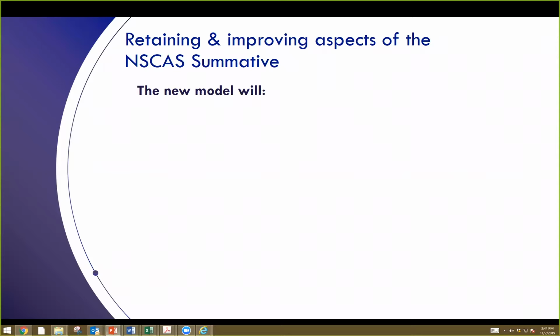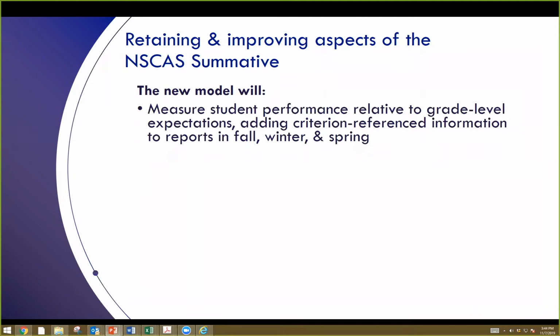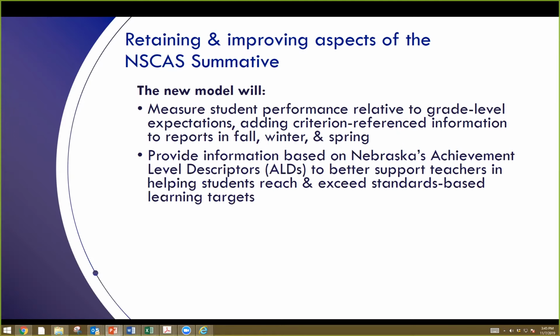It's also going to retain the best of NSCAS Summative. So for instance, it's going to measure student performance relative to grade level expectations, criterion referenced information, and we're going to get some reporting in the fall, winter, and spring about how a student is doing in terms of that proficiency. We haven't determined what those reports will look like. We want to be very careful that we don't have unintended consequences for that, but we will get that information. Educators will help us figure out what those reports are going to look like.